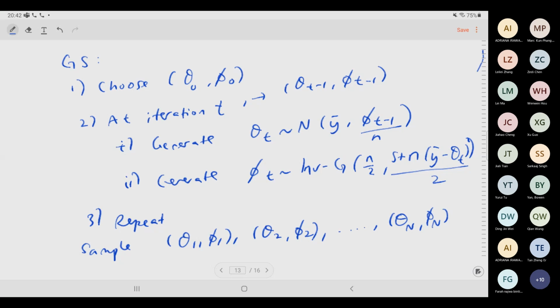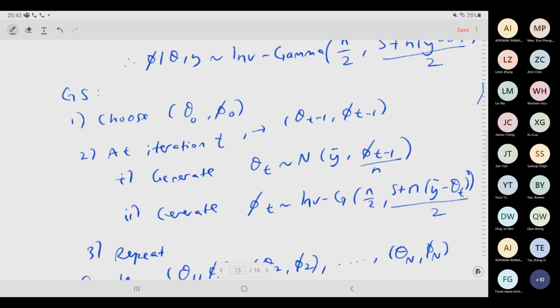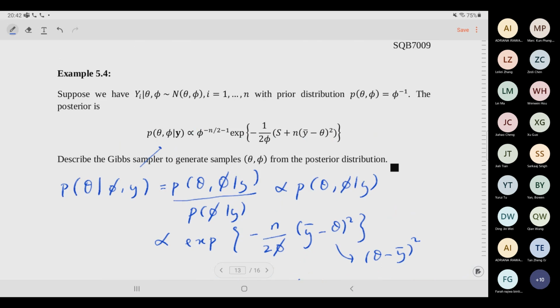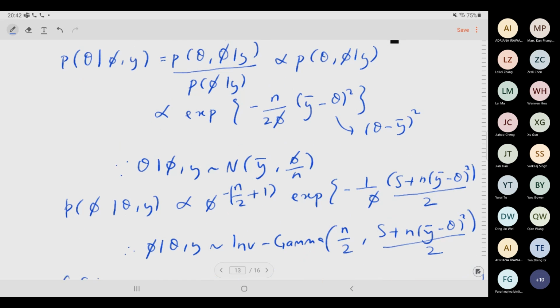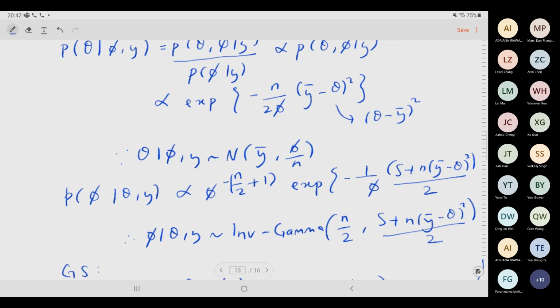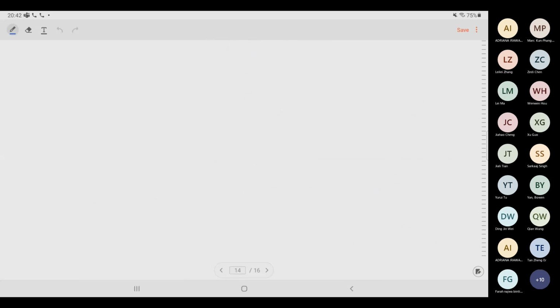Again, for this Gibbs sampling, you need your Bayesian skill, meaning that you have to simplify it, look at the kernel, and then identify the distribution.